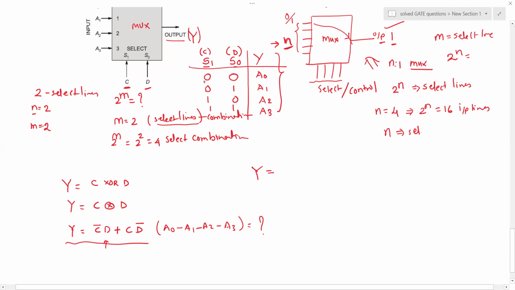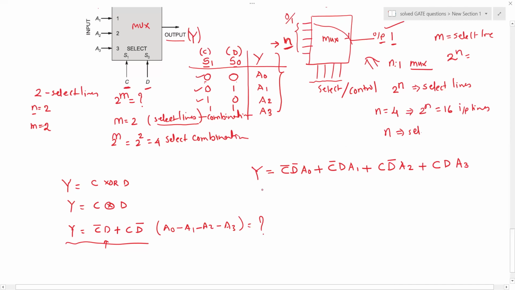So we first see the combination of 0, 0. Here we'll write C bar D bar A0. This is the one output when C bar and D bar is logic 0, plus C bar D A1. That is the second combination, C is 0 and D is 1, that's why C bar D. Or C D bar A2, that is the third combination. The first, second, and third. And finally, or we want C D A3.